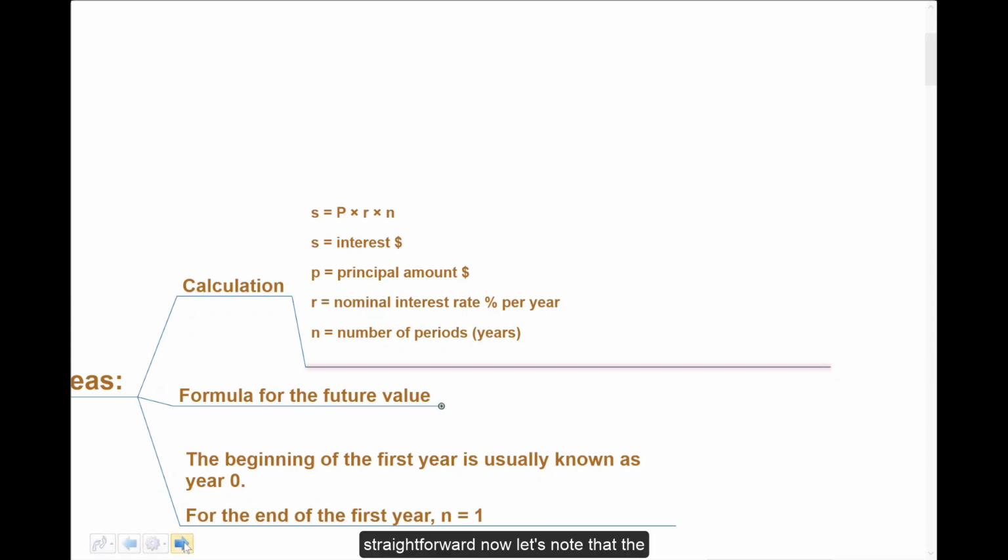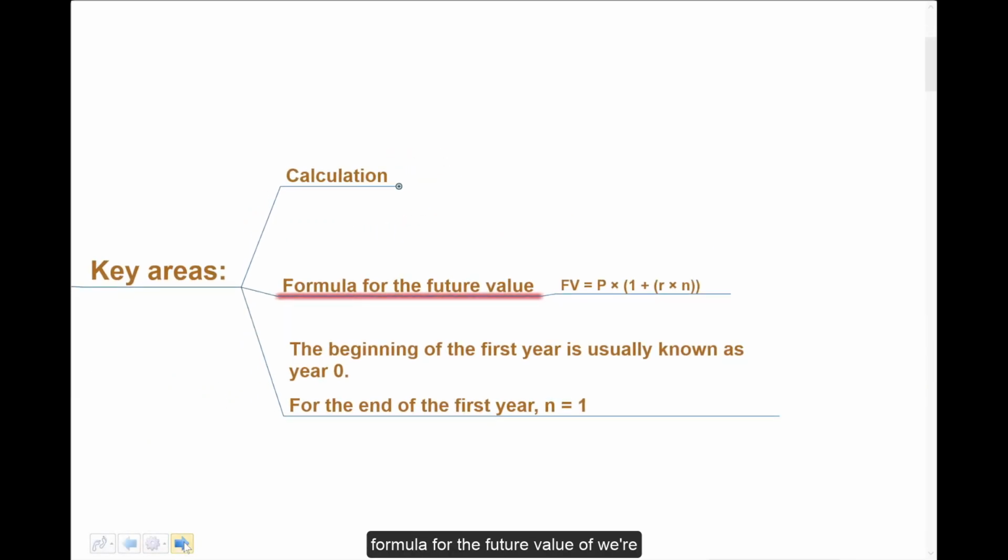Now let's note that the formula for the future value, if we're talking about multiple periods, is pretty straightforward too. Really, the future value is just going to be the principal amount times open bracket 1 plus R times N, with R and N as before, rate of interest and number of years, close bracket. So do note that in terms of using this formula, the beginning of the first year is usually known as year 0, end of the first year, N is equal to 1. So note that 12-month time lag. Okay, so that's simple interest.